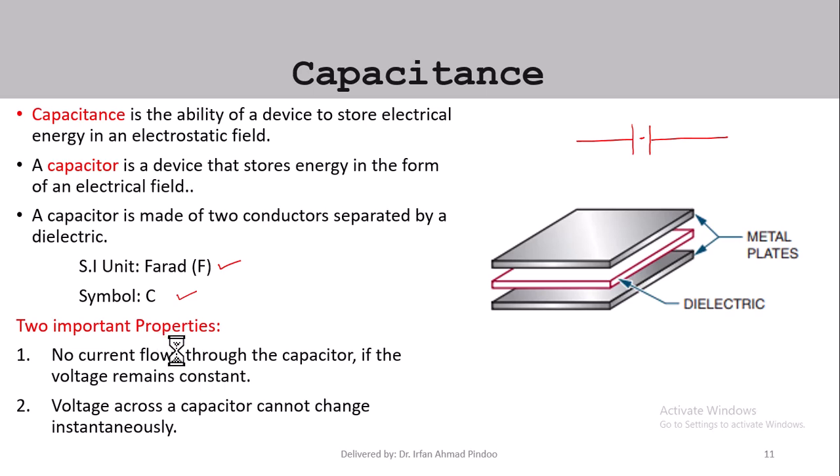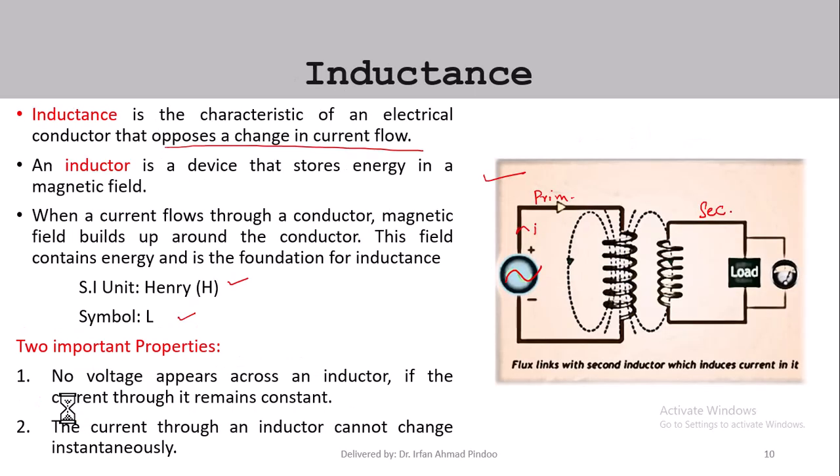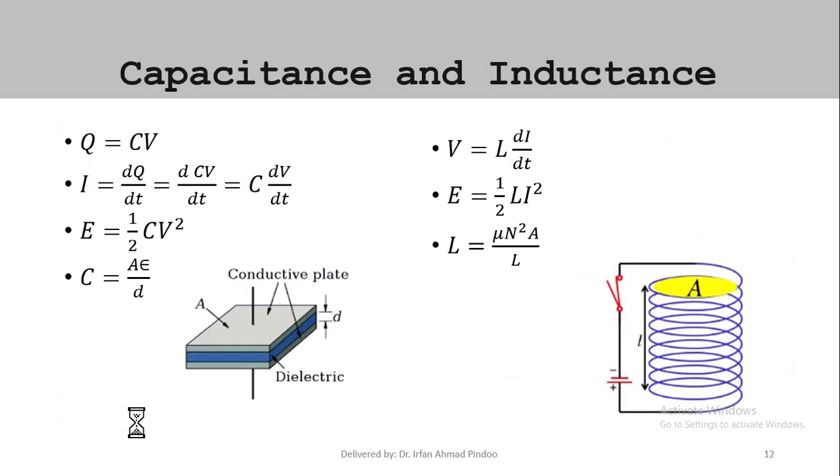Now what are the two important properties of the capacitance? The first one is that no current flows through the capacitor if the voltage remains constant. So if the voltage is constant, then there will be no current through the capacitor. And the second one is that the voltage across a capacitor cannot change instantaneously. It will take a certain time for the voltage to change in a capacitor. So in inductance we have read that current cannot change instantaneously. Similarly, in a capacitor we have read that voltage cannot change instantaneously.